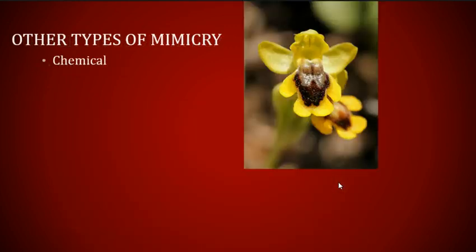Now, chemical mimicry, this is the other thing. This is an orchid. It will release pheromones, and it kind of looks like an insect, right? But it's a female. It'll release female pheromones. The male comes thinking he's going to mate. He picks up the pollen, and then he goes off to another one. Here's one, yeah? Okay.